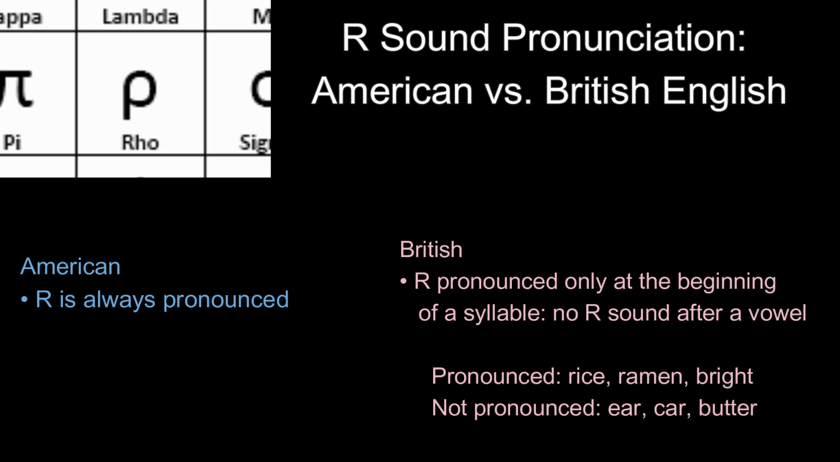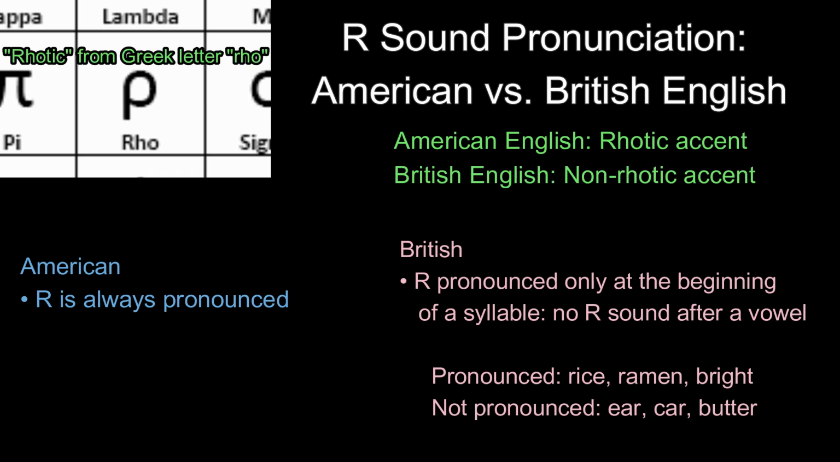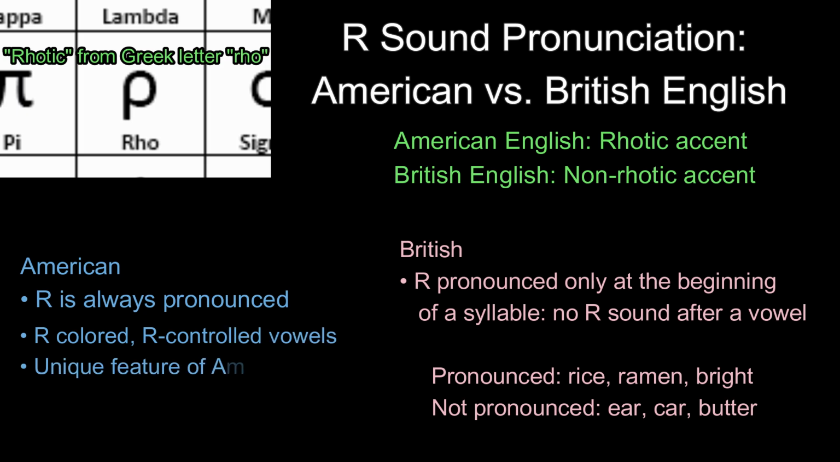For this reason, American English is called the rhotic accent. The word rhotic comes from the Greek letter rho, as Greek letters are often used for the phonetic purpose. Due to the pronunciation of the R after a vowel, the vowel sound that precedes an R has some coloring of R. Such a vowel is called an R-colored vowel or R-controlled vowel, which is unique in American English.